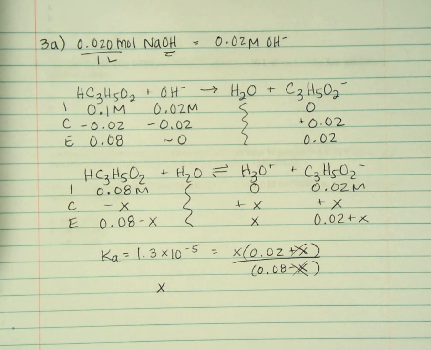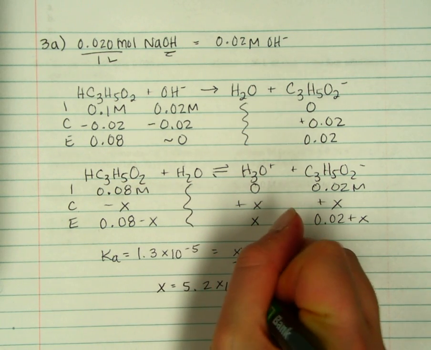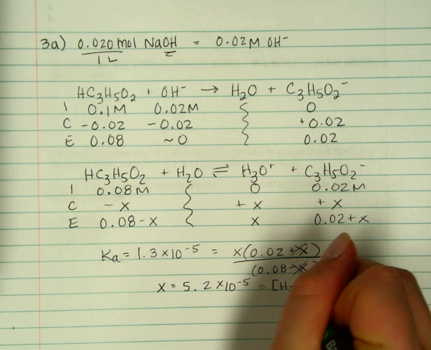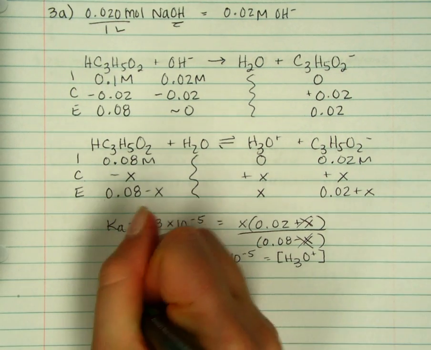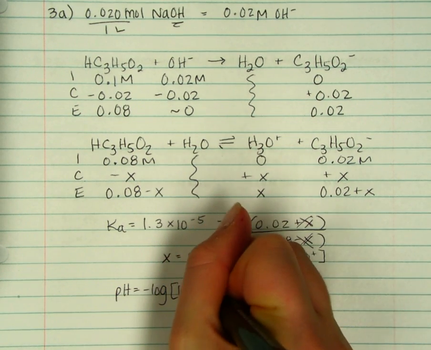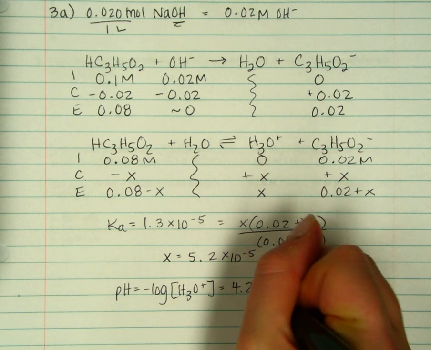So 1.3 times 10 to the negative 5th, and you're going to multiply that by 0.08 and then divide by 0.02. And you get, hopefully, the same answer I did, 5.2 times 10 to the negative 5th. Now, that happens to also be the concentration of H3O plus. So when I'm doing my calculations, I can say the pH is the negative log of that number. So when I plug that in my calculator, why don't you do that now? I get 4.28 as the pH.